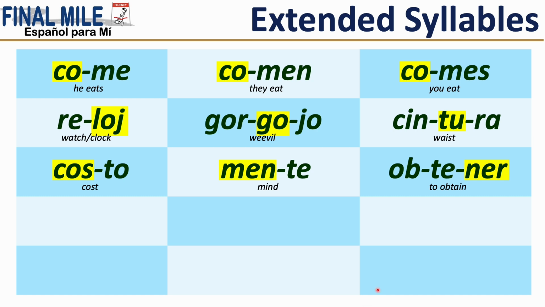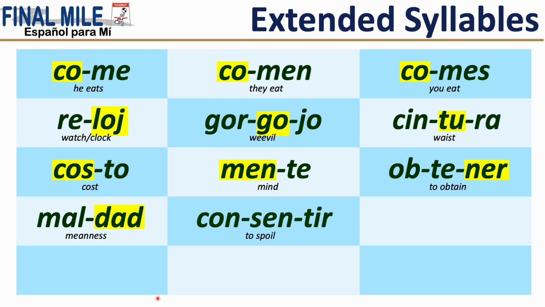Obtener. The basic syllable O got a consonant. Obtener. Does not have a graphic accent and it does not end in a vowel or N or S, so emphasis is on syllable number 1. Maldad. Both of those have an extension, right? The basic syllable is ma, and we just added an L. Basic syllable da, we added a D. Maldad.